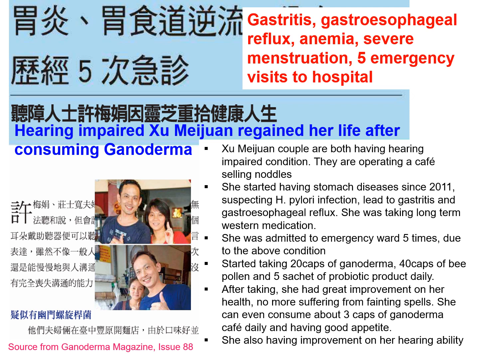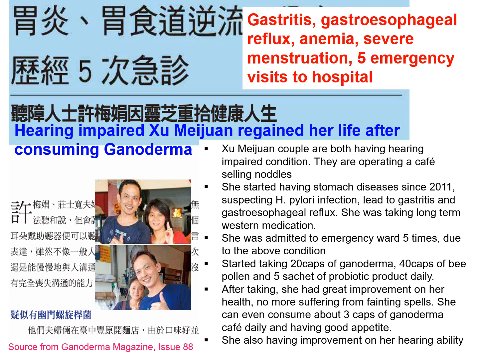The wife, Madam Xu, started having stomach disease since 2011, suspected to be caused by H. pylori infection, which also led to gastritis and gastroesophageal reflux. She was taking long-term Western medication. Because of her gastritis and reflux condition, she had been admitted to the emergency ward 5 times. A friend recommended her to try linzer.